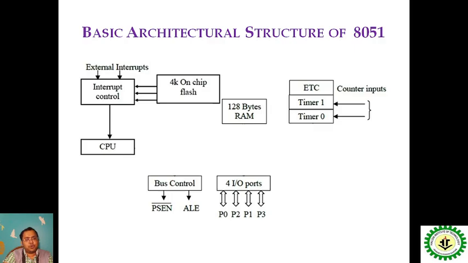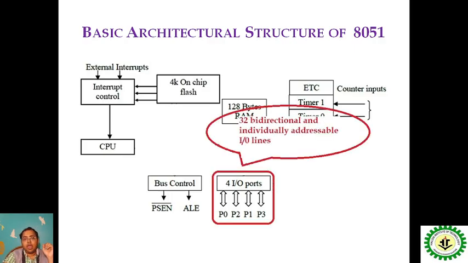You can also write it down as port 0, port 1, port 2, and port 3. That's not a big problem. In these sections, it has 32 bidirectional and individually addressable IO lines. That's the most interesting part here. Why 32? Four ports are there, and in each port, 8 lines are there. So 8 multiplied by 4 is 32. So it has 32 IO lines.